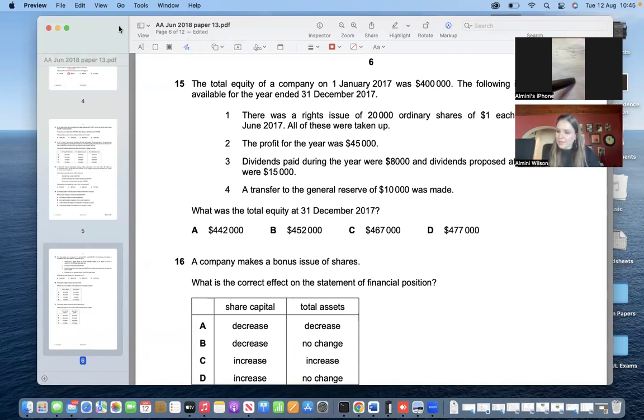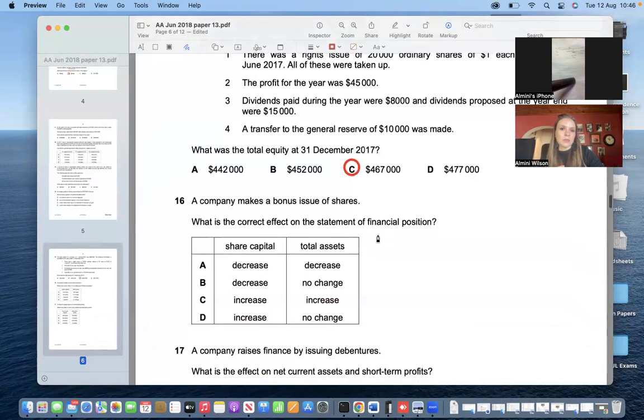So please use your calculator. Let's start this journey together. 400,000 plus 20,000. You can say times 1.5 if you want. Only if we had the accounts would we have to split it up into share premium and ordinary share capital. Plus 45,000 for the profit minus 8,000 for the dividends. Let's see what you all get. 467,000. This is a good start. Just have to warn you, I also sometimes do make mistakes, but this one, we were on the ball.